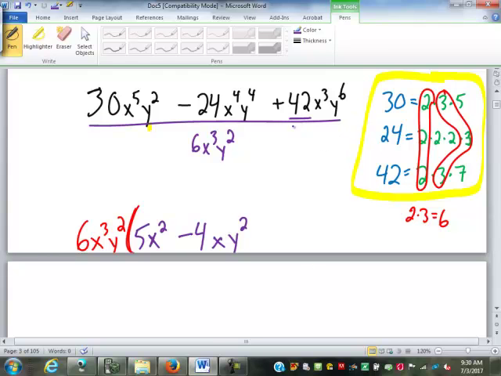42x to the 3rd y to the 6th divided by the 6x to the 3rd y squared. Positive 7. Y to the 4th, as you said. I don't know why I made that a different color, but I did. But so there it is. The factoring of the 30x to the 5th y squared minus 24x to the 4th y to the 4th plus 42x to the 3rd y to the 6th. The factoring is 6x to the 3rd y squared times the 5x squared minus 4xy squared plus 7y to the 4th. So that's the factoring.